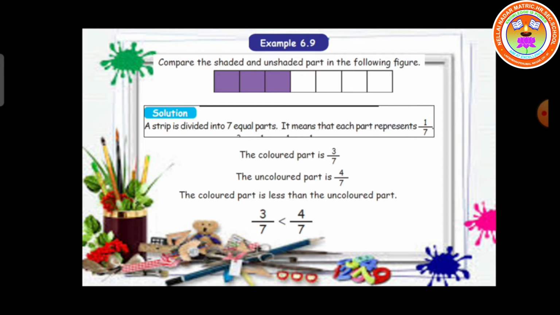4 parts. So we can say the colored part is 3 by 7 because a strip is divided into 7 equal parts. The uncolored part is 4 because the unshaded part is 4. So that is 4 by 7. We can say the colored part is less than the uncolored part. Students, to compare the like fractions, we must compare the numerators. Here 3 is less than 4. So we can say 3 by 7 is less than 4 by 7. Is it clear, students?